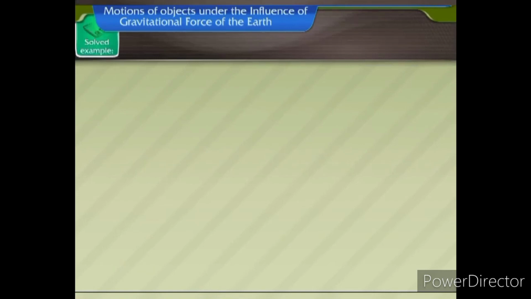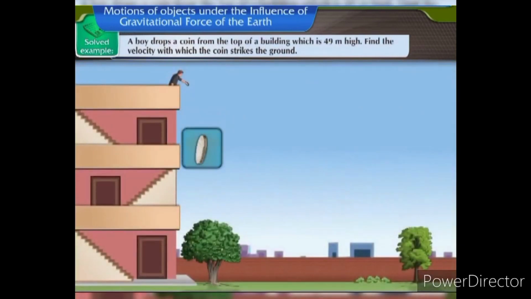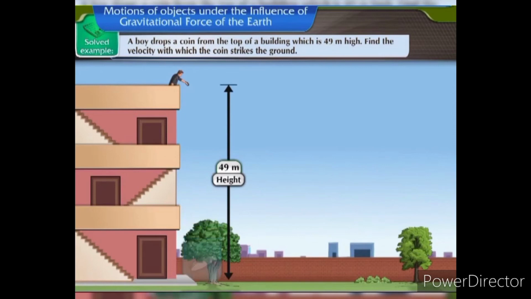Now, let us solve one example by applying the equations of motion. A boy drops a coin from the top of a building which is 49 meters high. Find the velocity with which the coin strikes the ground. Solution.